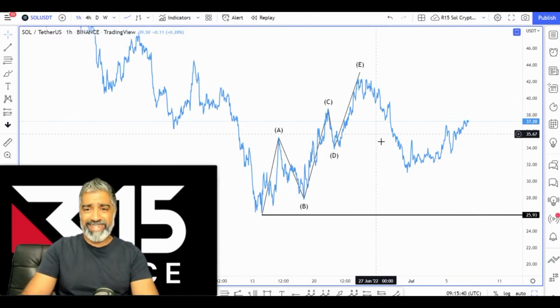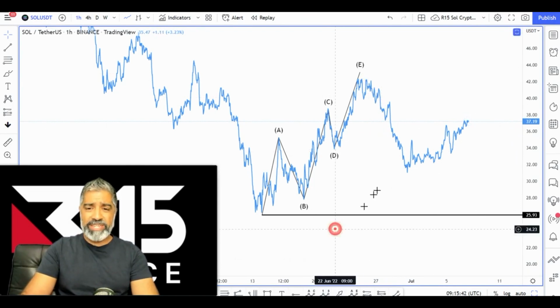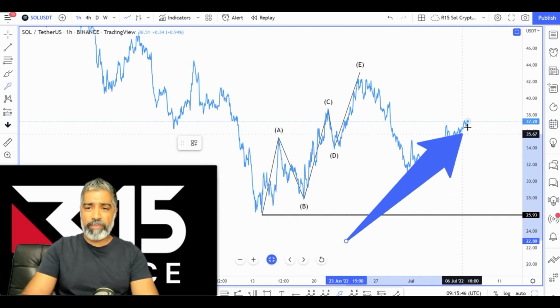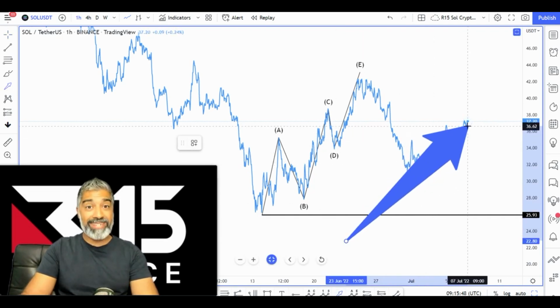So what we're going to look at today is this part of the market. What is this indicating to us from a technical standpoint? And what should we anticipate next and why? And we're going to do a deep dive into this.